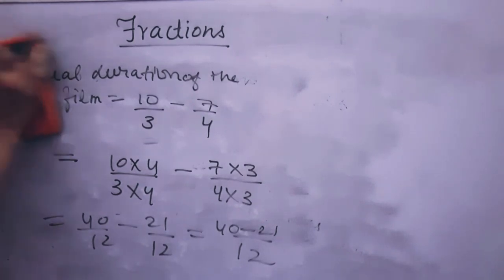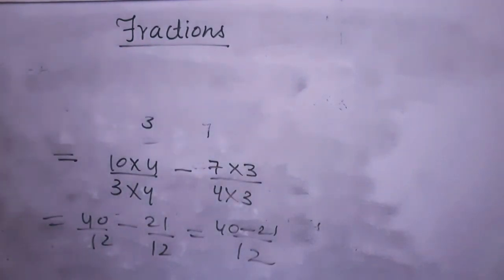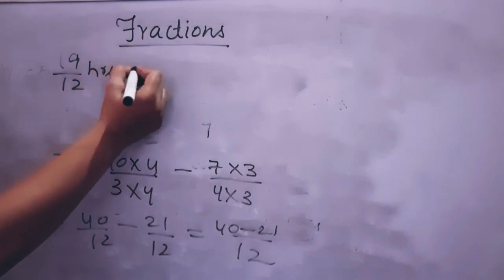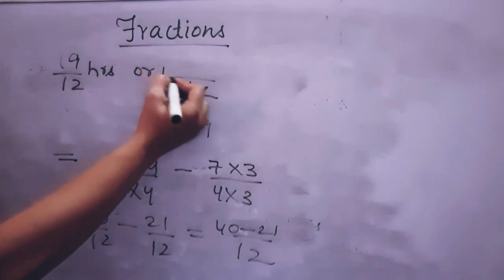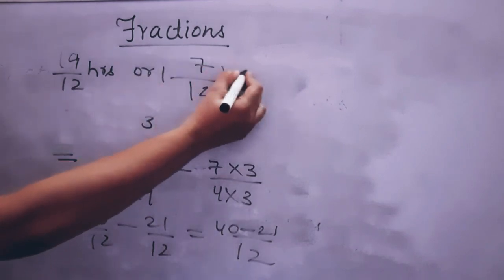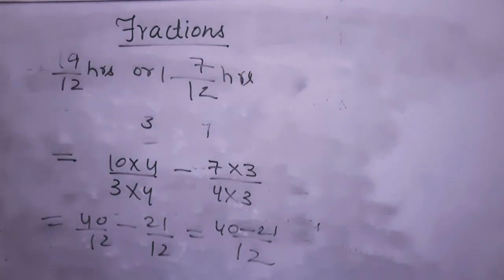Let me rub this first. The final answer is 19 upon 12 hours, or it can be written as 12 ones are 12, so 1 whole 7 upon 12 hours. I hope this question is clear now.